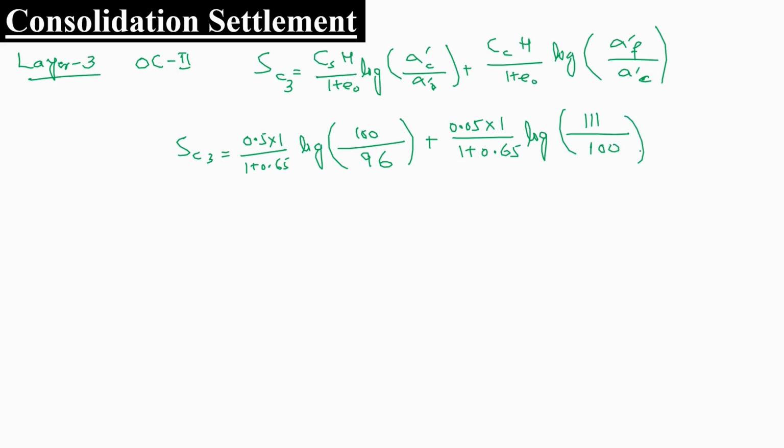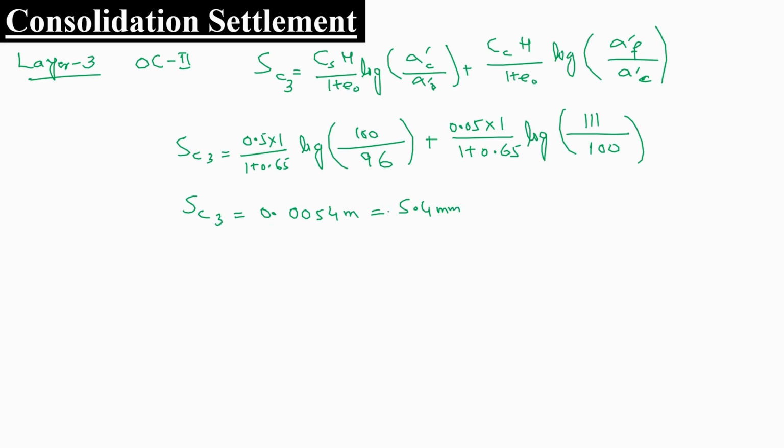So you need to just solve this: 100 over 96. The first part is 0.00. This has two parts. The first is 0.0054 meter, or this will be 5.4 millimeters.